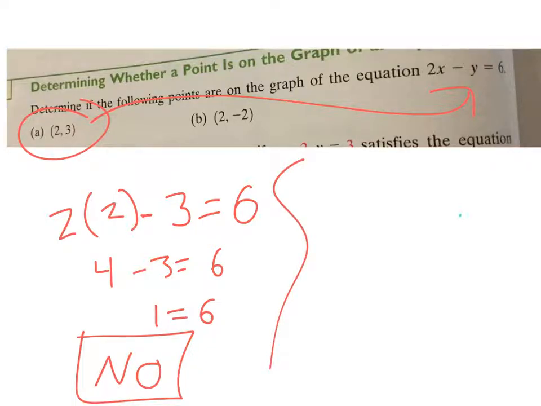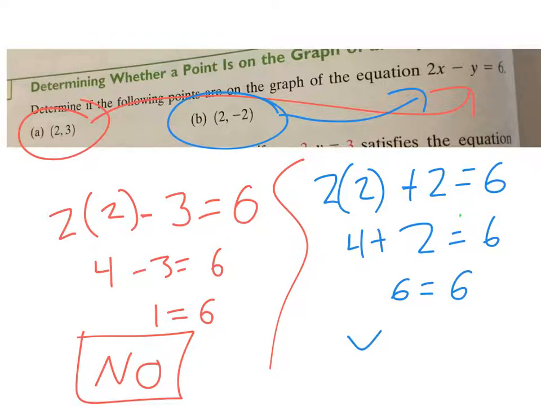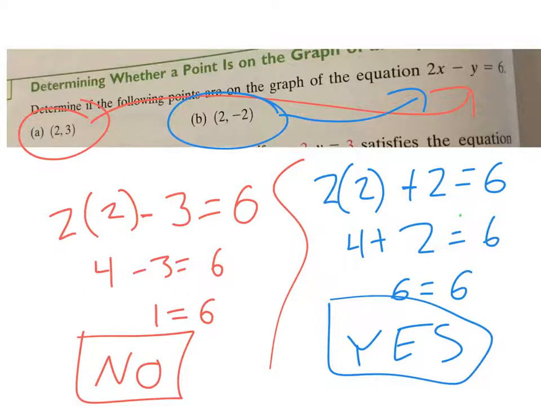Now, let's try the other one. What about (2, negative 2)? We're going to take that and plug it into our equation. That would be 2 times 2 minus, my y is negative 2, so minus negative 2 is just plus 2, equals 6. That gives me 4 plus 2 equals 6. So that means, yes, this point is on the line.